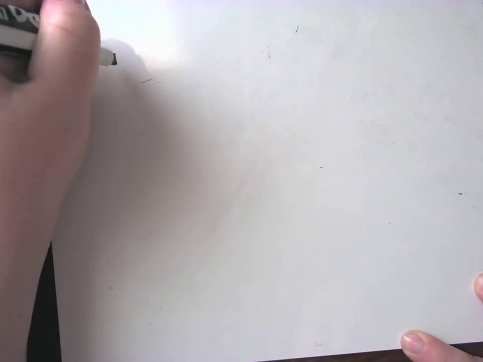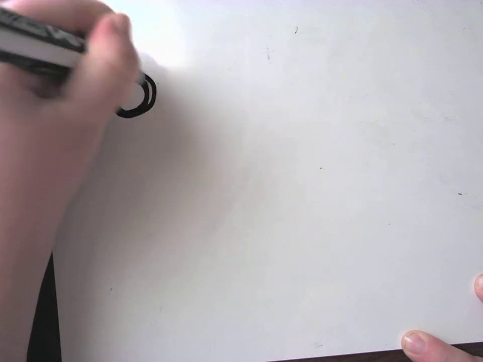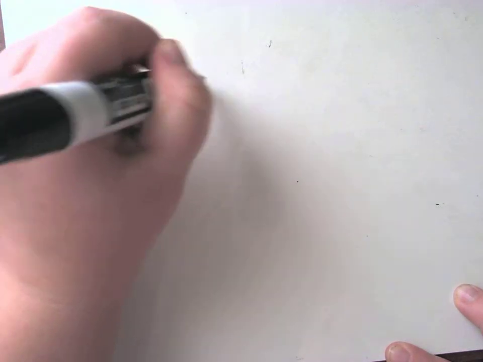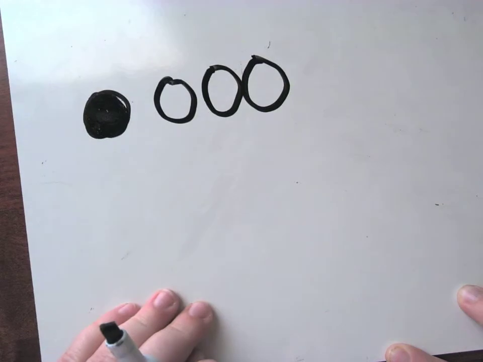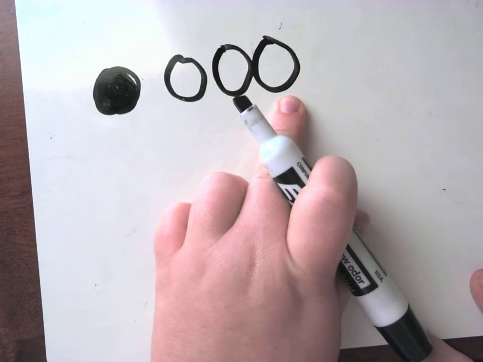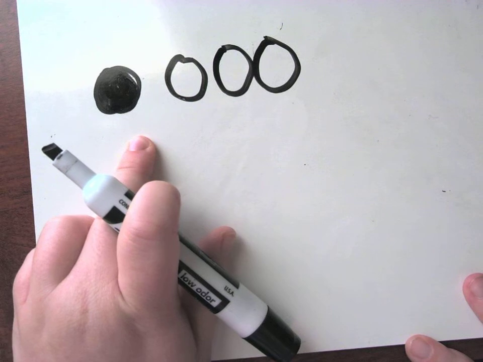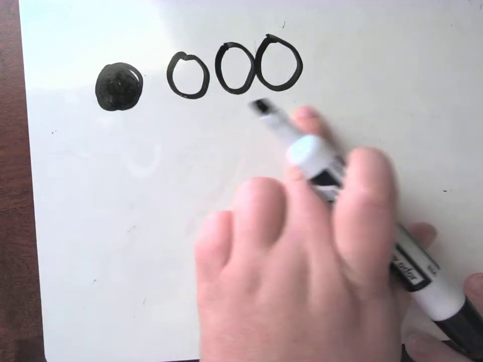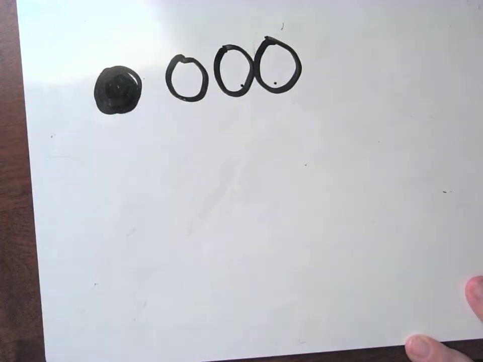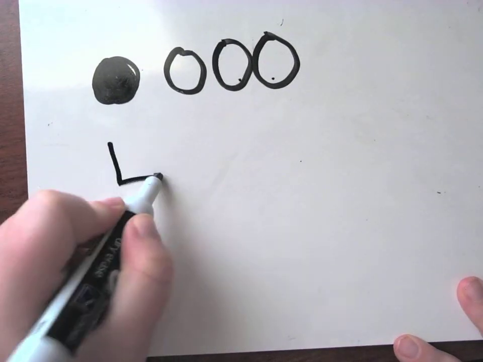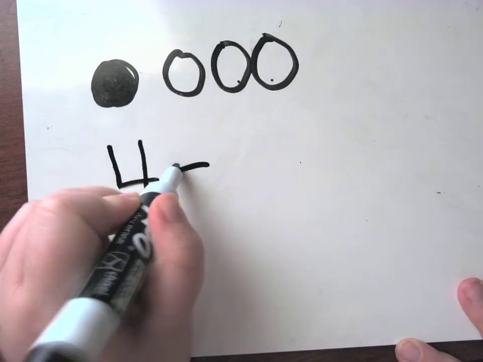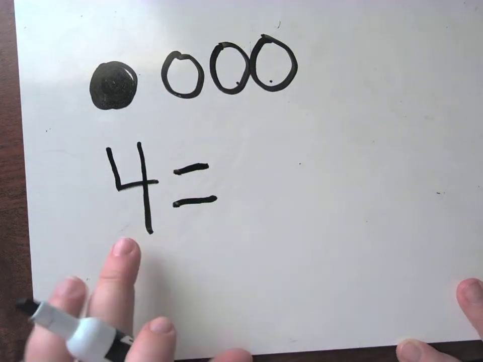All right, so I'm going to give you an example. So let's say I have one colored in dot, okay, and then 1, 2, 3 white dots. We are going to come up with the equation to match this picture, okay? So first, we're going to find out how many there are all together. So let's count them, okay? 1, 2, 3, 4. So we know there's 4, so we're going to write a 4. All right? Now, we need an equal sign. Now we're going to find out the partners that made 4.